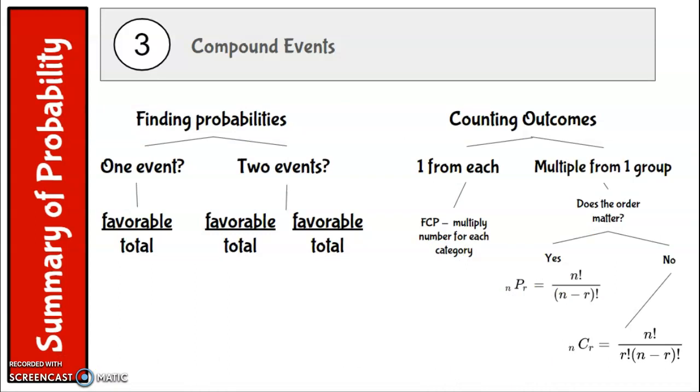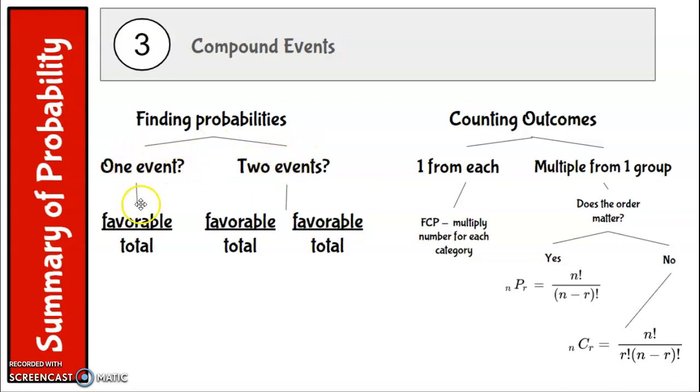Okay, so I tried to put all of these topics together for you in one thing. If you're finding probabilities, you're going to ask yourself, is it one event? I'm selecting 1 candy bar, I'm spinning the spinner 1 time. Or is it 2 events? I'm selecting a candy bar and then selecting another one. 1 event or 2 events.